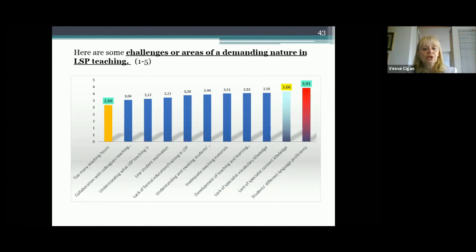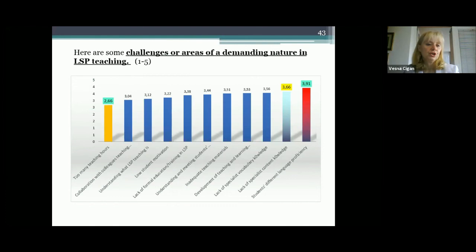For LSP teachers, a major area of difficulty is found in students' different language proficiency. Too many teaching hours, however, cause the least stress to the teachers. In view of these results, it seems reasonable to conclude that teachers are hardworking professionals who can cope with workloads. It can further be argued that these results bespeak teachers' character profile and their devotion to teaching.